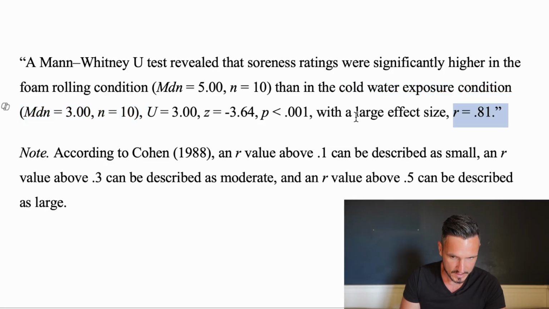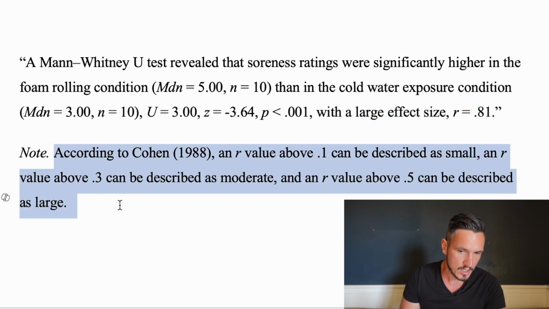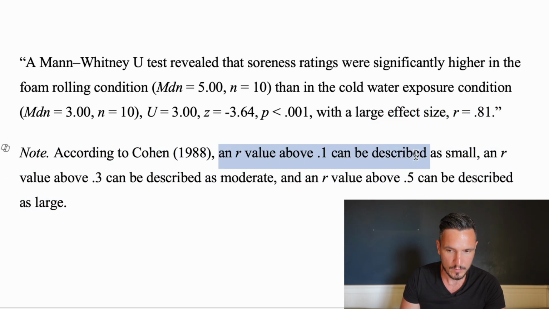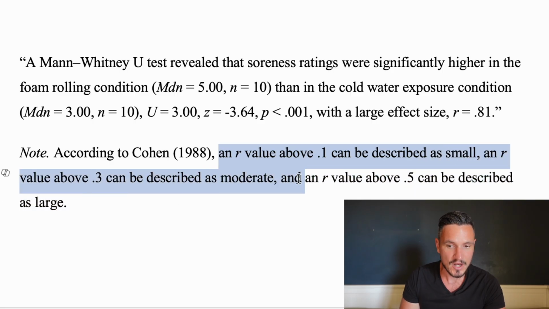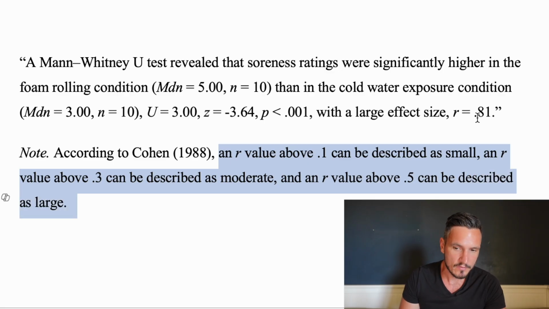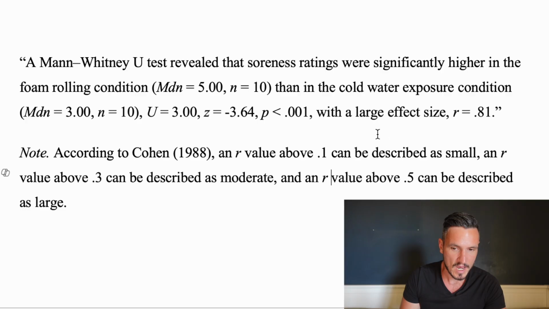And I've said that that effect size was large, and that was based on these criteria that Cohen put forward in 1988. He said that an R value above 0.1 can be described as small, an R value above 0.3 can be described as moderate, and an R value above 0.5 can be described as large. So we have an R value of 0.81, and as that is larger than 0.5, we have described that effect size as large. So that's about it for the Mann Whitney U test on version 31 of SPSS.